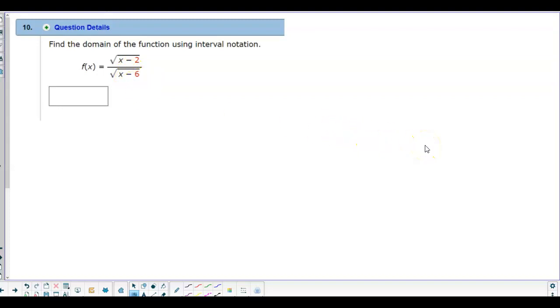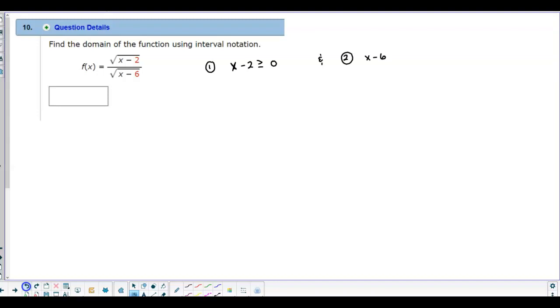Okay, so in the numerator, we have the expression x minus 2. Now, in the numerator, we know that the expression under the radical has to be greater than or equal to 0. Now, in the denominator, the expression is x minus 6.